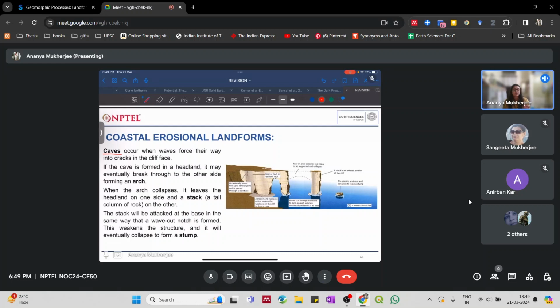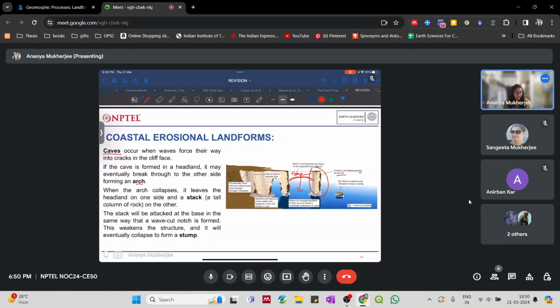And when the caves get eroded from both sides, you can have an arch forming. With further erosion of the arch, the roof of the arch cannot be supported, and then it collapses. What you are left with, suppose this was an arch before, and the roof over here was not supported and collapsed, is a stack, an isolated portion of a previous cliff that was there.